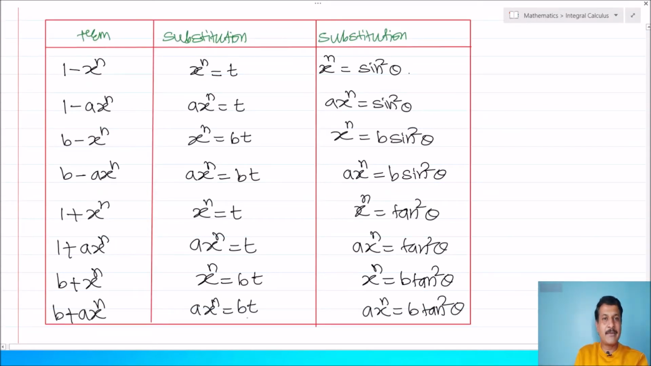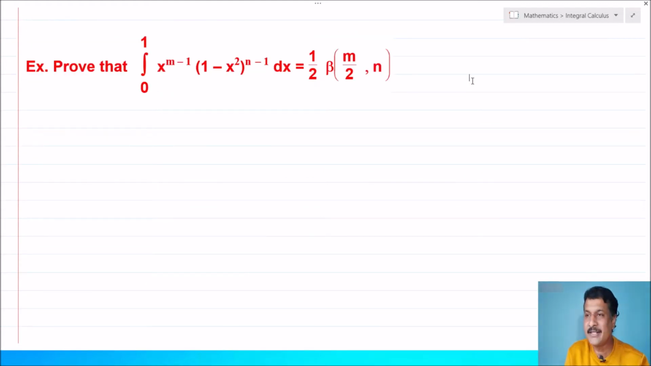So you must remember this type of table for the beta and gamma functions. Consider an example here, that is, prove that the integration from 0 to 1 of x raised to m minus 1 into (1 minus x square) whole raised to n minus 1 dx equals 1 by 2 beta of m by 2 comma n. So it is a very easy, simple example.